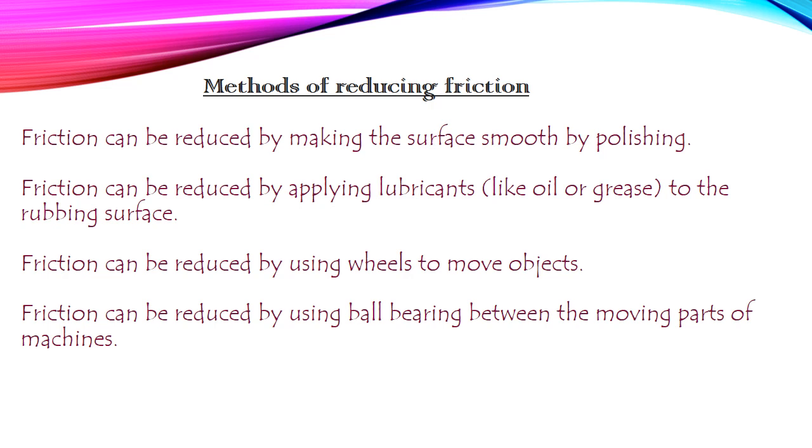Okay, next, lubricants. Applying lubricants like oils or grease to the rubbing surface. Friction can be reduced by using wheels to move objects. Okay, friction can be reduced by using ball bearings between the moving parts of machines. Ball bearing structures will let them roll easily, so that will help to reduce the friction.